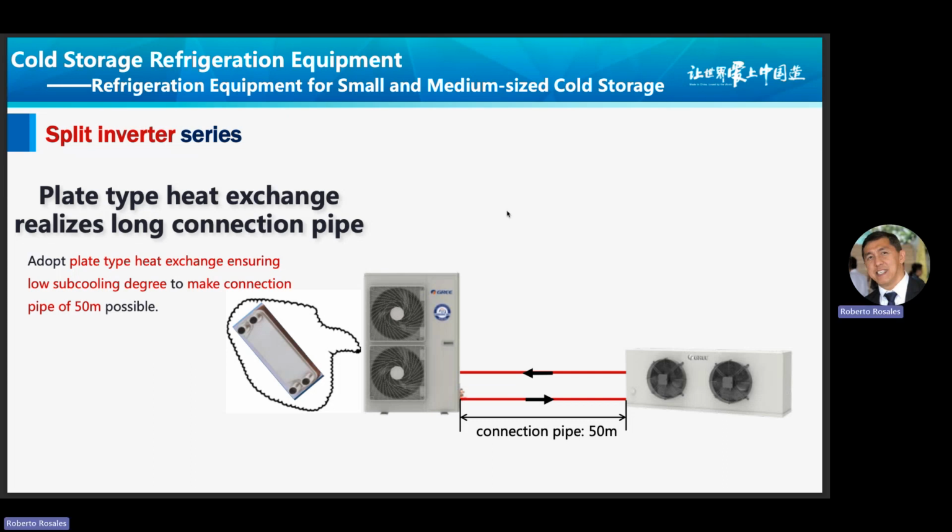Also, the split inverter series has a plate type heat exchanger, realizing long pipe connection. It adopts a plate type heat exchanger, ensuring low subcooling degree to make connection pipe of 50 meters between indoor and outdoor unit.